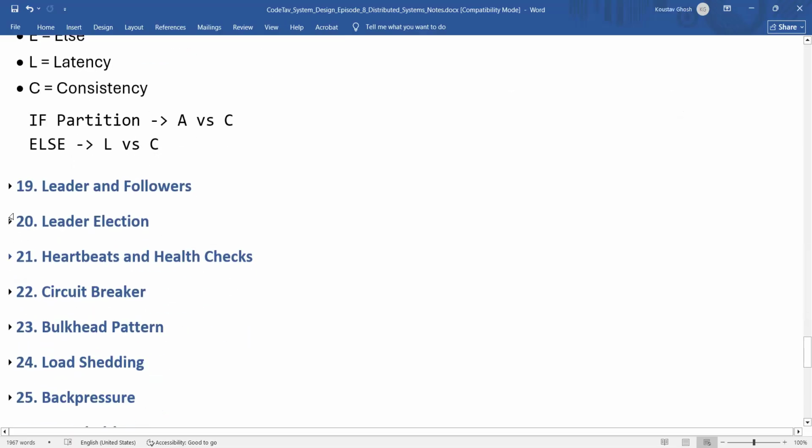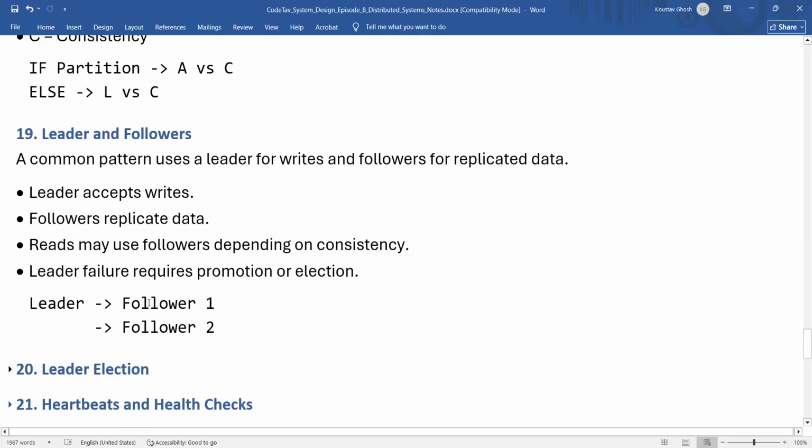Now we have leaders and followers. Another common architecture is the leader and follower model. We have one leader, the leader accepts writes, then data is replicated to followers.